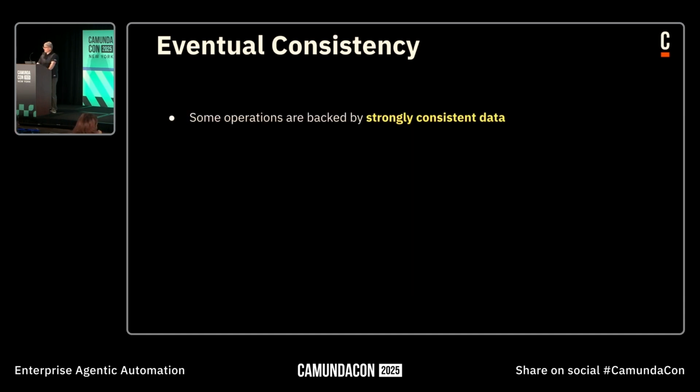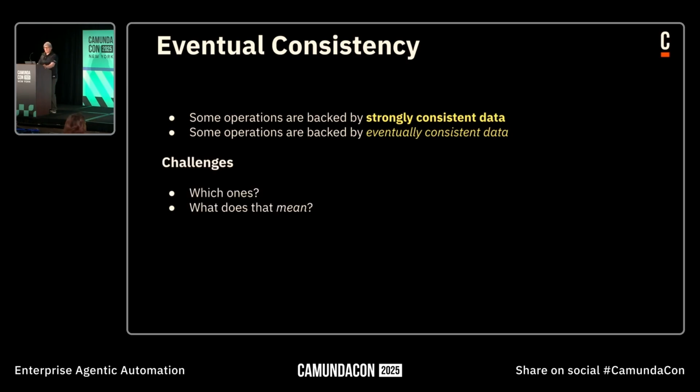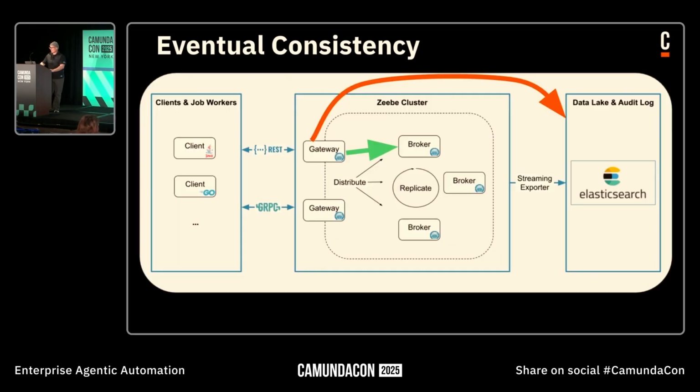So eventual consistency. Some of the operations are backed by strongly consistent data, and some of the operations that you perform are backed by eventually consistent data. And so the challenges with that are, when you're developing an application, which ones are strongly and which ones are eventually consistent, and what does that mean? Like what's the actual implications for my application?